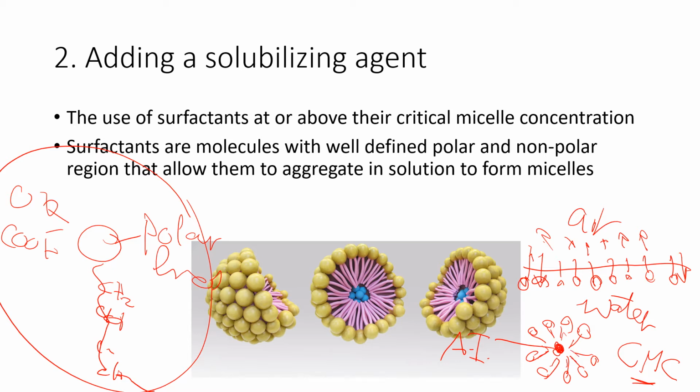When you add more surfactant, more micelles will be formed, and the solubilizing power of the surfactant will be higher. So if we increase the surfactant concentration, solubilization also will be more. So adding a surfactant here is a very effective solubilization technique.